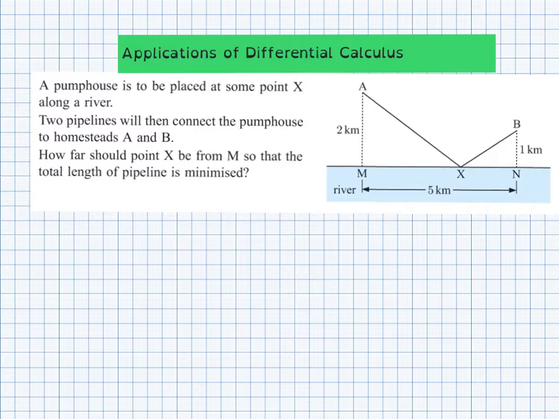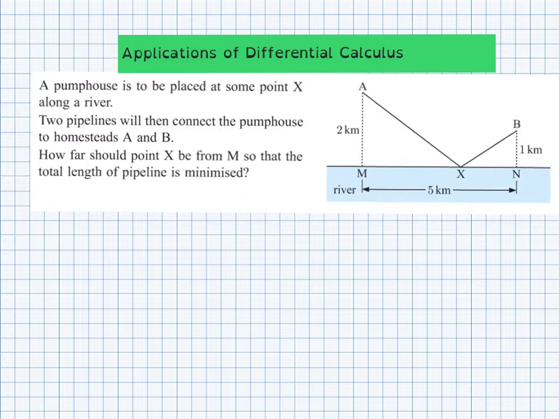Today I'm going to talk about differential calculus and its application in real life. So we have a question here and it's about a pump house that needs to be placed at some point X along a river. Then two pipelines will be connected from the pump house to homes. So one pipeline and another one. We have a household at A and a household at B.